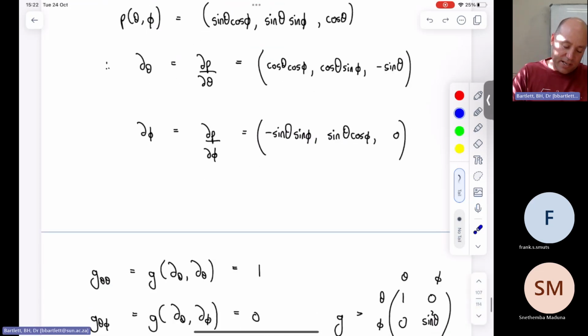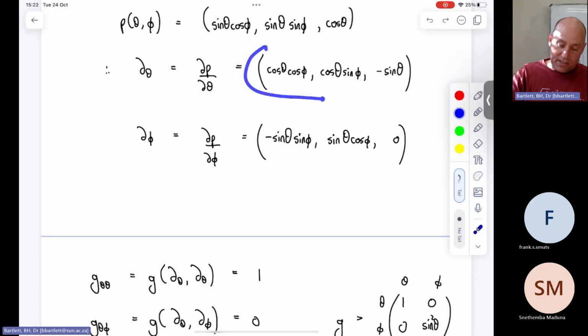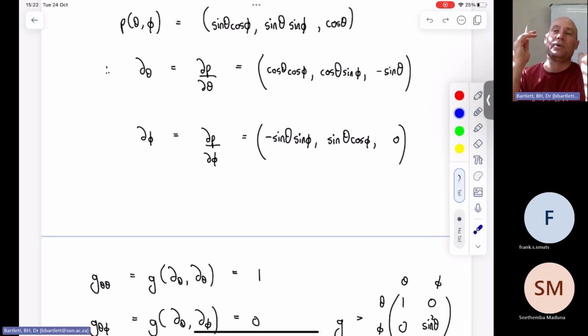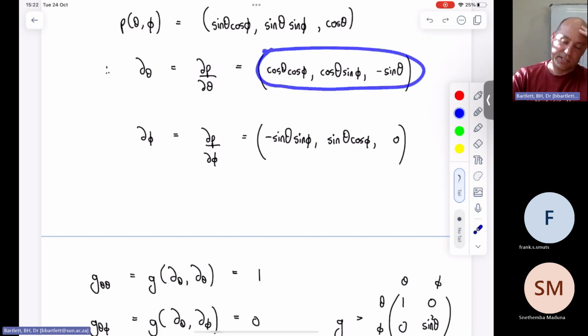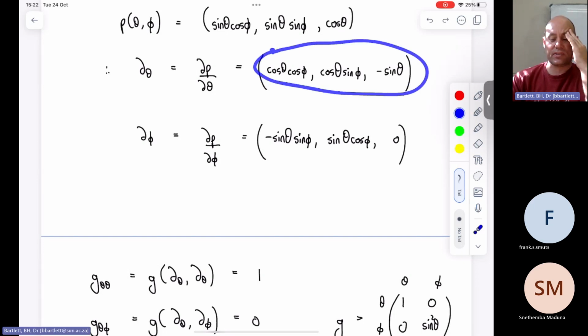In other words, I need to calculate the inner product of these coordinate vectors with themselves. So let's do that. If I calculate the inner product of this vector with itself, I'm just using the underlying inner product in R3. So it's literally just the dot product of this vector with itself. If I do that, I think you'll agree that I'm going to get cos squared theta cos squared phi, plus cos squared theta sine squared phi. Cos squared phi plus sine squared phi gives me 1, so I get cos squared theta plus sine squared theta, which is 1. So I'll get this.